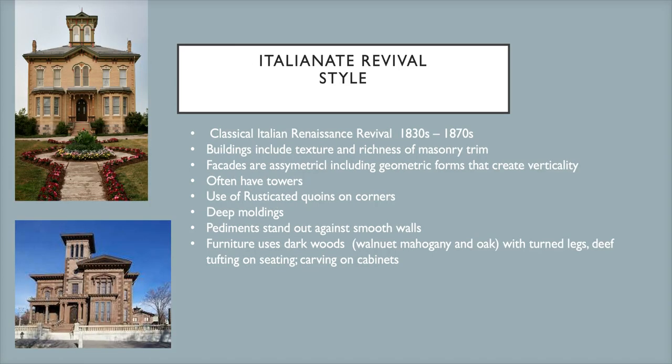The Italianate Revival style, we're going to look at that. It ran from the 1830s to the 1870s. Buildings included texture and richness of masonry. On the exterior, facades are asymmetrical, including geometric forms that create a sense of verticality. They would often have towers. They used rusticated stones, and on the corners, the quoins, deep moldings, and pediments set against smooth walls. Furniture used dark woods: walnut, mahogany, and oak. Legs were turned, with deep tufting on seating and carving on cabinets.